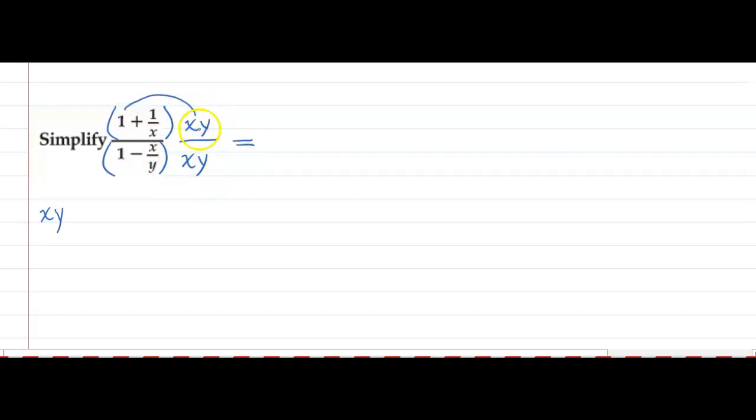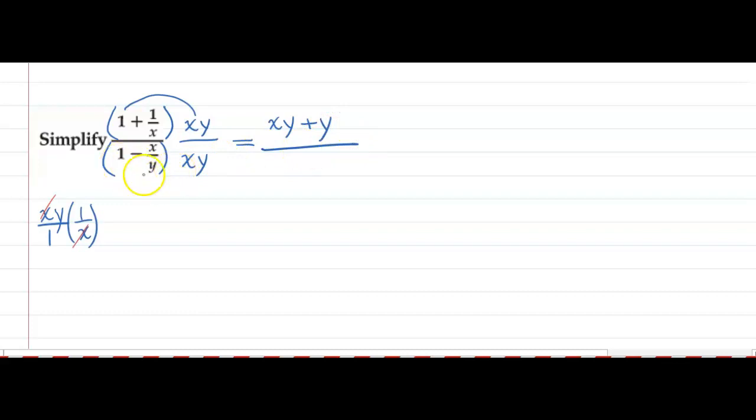In the numerator, xy times 1 is just xy. Xy times 1 over x, that gets a little tricky. Let's go ahead and write it out. Xy times 1 over x. Make them both a fraction. Do you see how the x's cancel? And I'm left with just y.